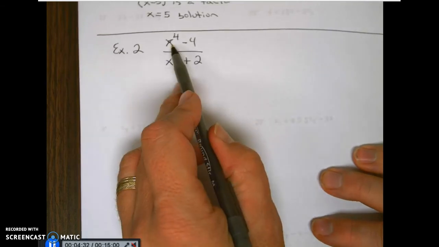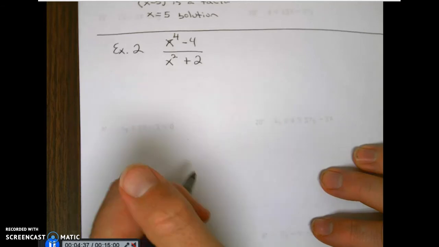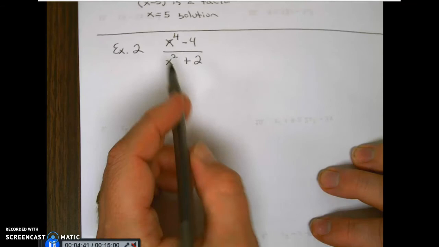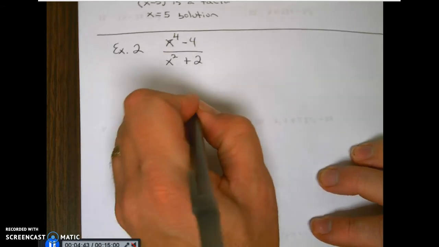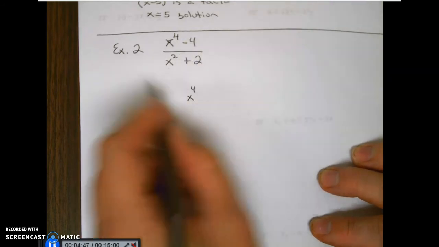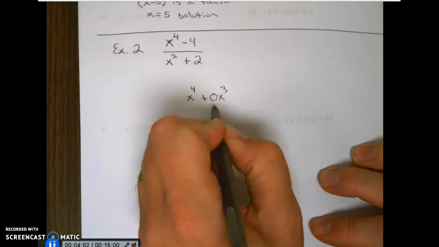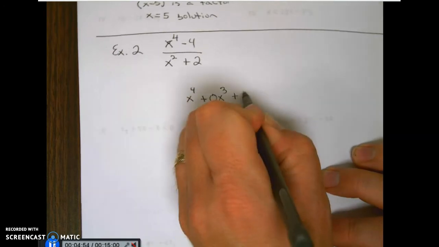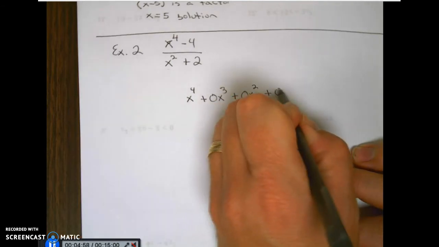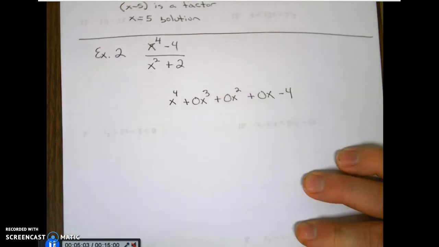So this time, we have a 4th degree polynomial divided by a 2nd degree polynomial. Notice that we have some missing terms. So when you write this out, anytime you have a missing term, you're going to put it in as a 0. So 0x cubed, so there's our cubic term. There's our quadratic term. There's our linear term, and then our constant goes on the end.